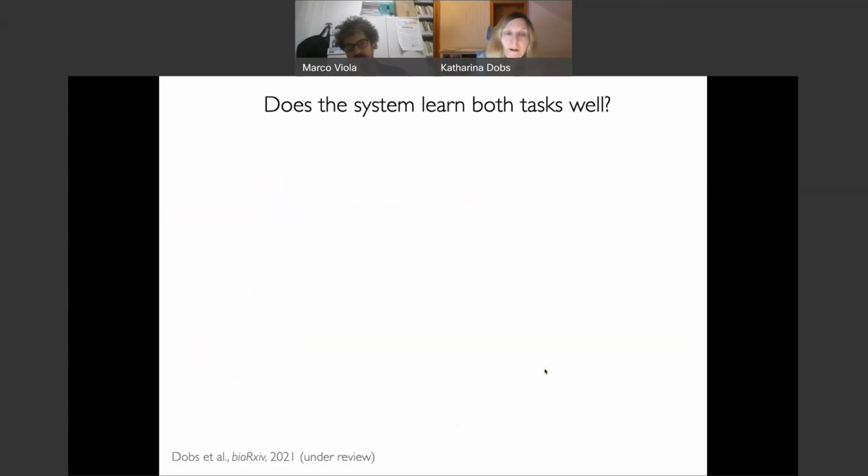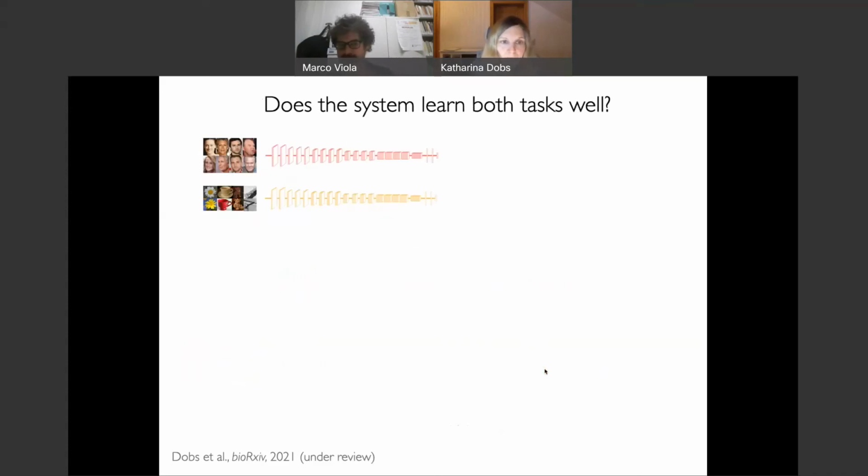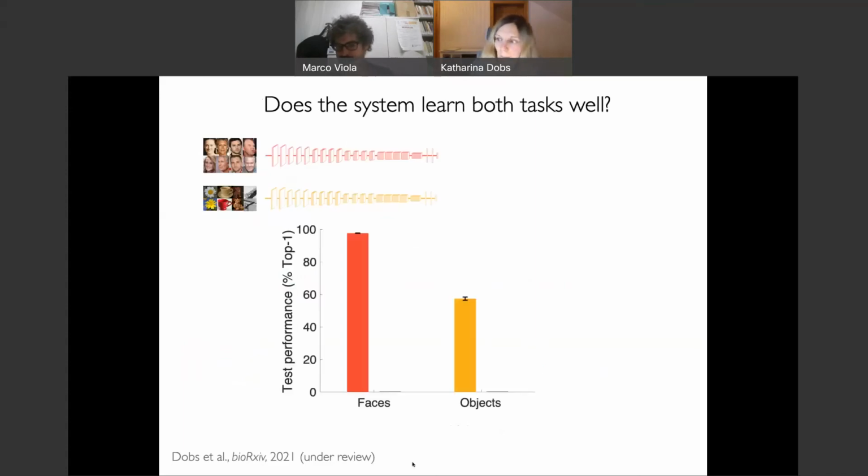So the first thing we wanted to understand is, does the system learn both tasks well? So we took these two models, and this is the test performance that we get on the independent set of images of the classes the models have been trained for, for the face and the object network.